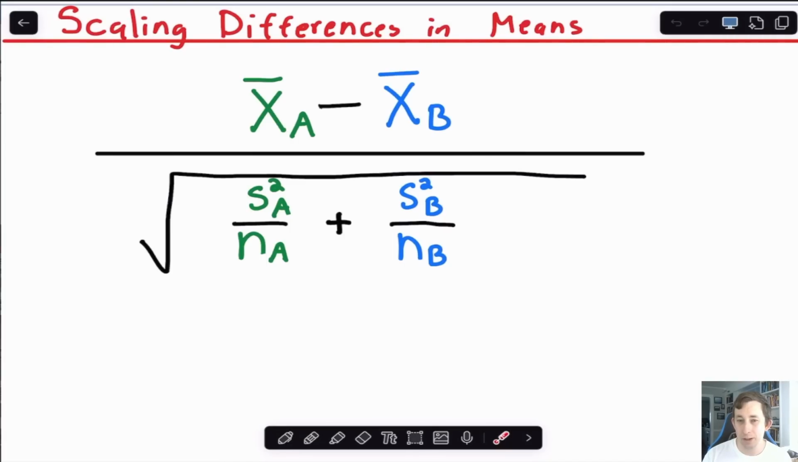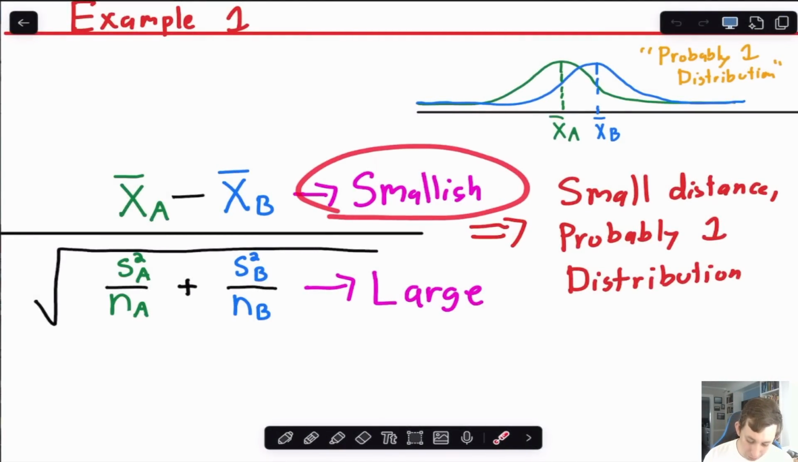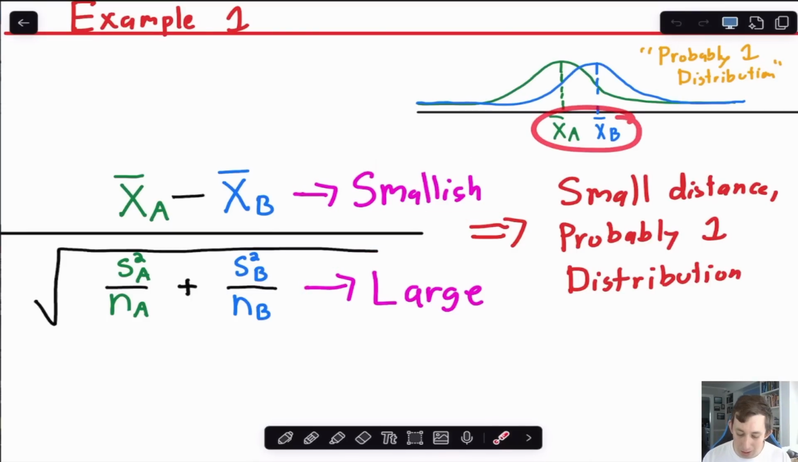And we're going to use this formula to say, okay, the difference in expected values, is that big or is that small relative to how big or small the variance or the standard deviations are in these two distributions? So if we apply this to example 1, if this difference is small but the standard deviations are large, then the scale difference between the two expected values is small and is probably coming from the same distribution. They're probably not two different distributions, which is exactly what we said for samples A and B.